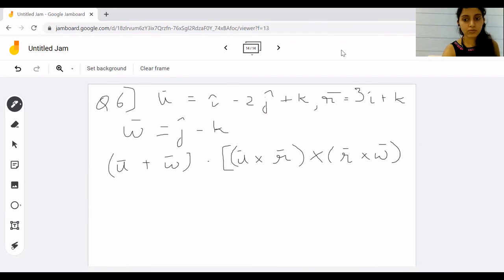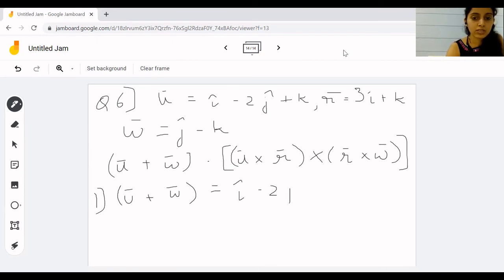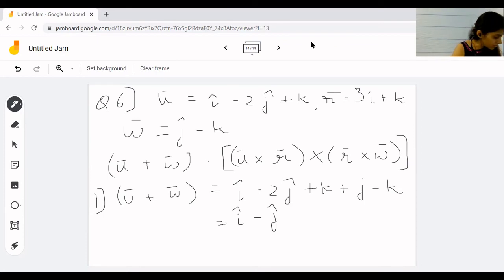Okay, now what we'll do is we'll find each one separately. So let us begin with the first one, U bar plus W bar, which is equal to adding these two vectors U bar and W bar. So i cap minus 2j cap plus k plus j minus k, which is equal to i cap as it is, minus 2 plus 1 is minus 1j. Plus k minus k cancels out, so i minus j.